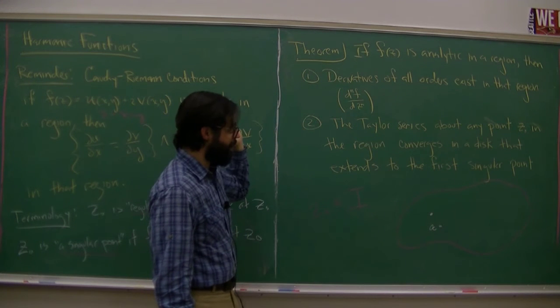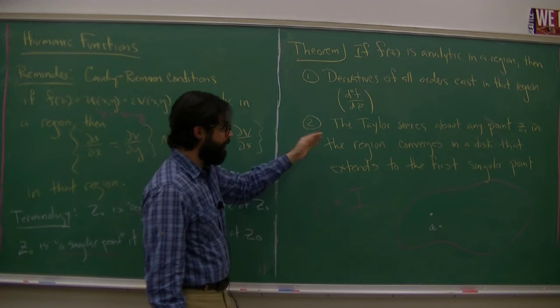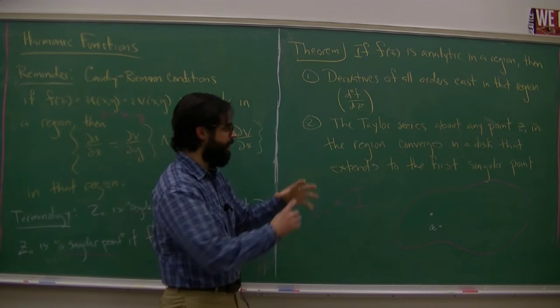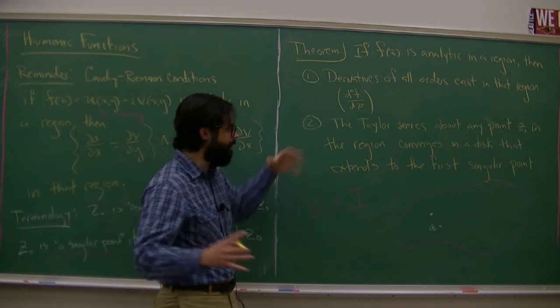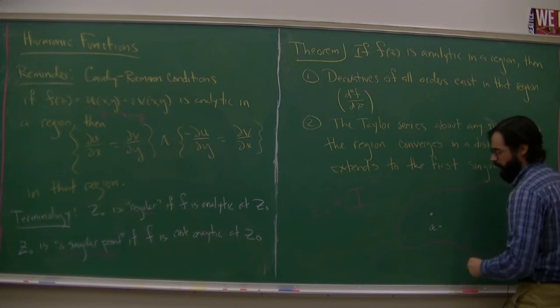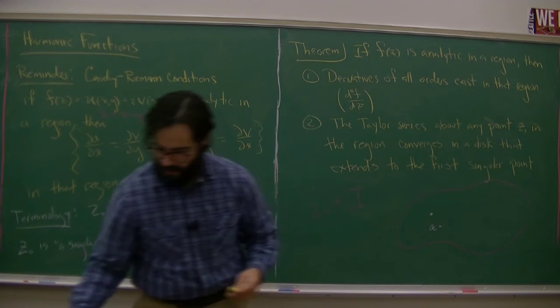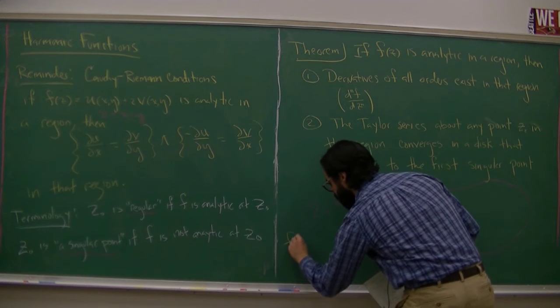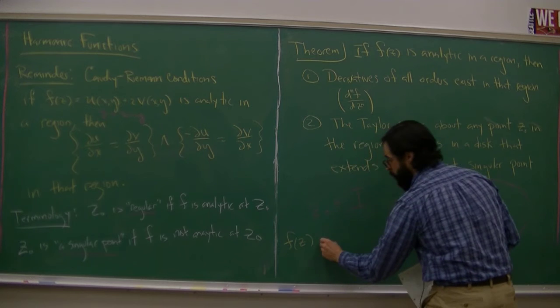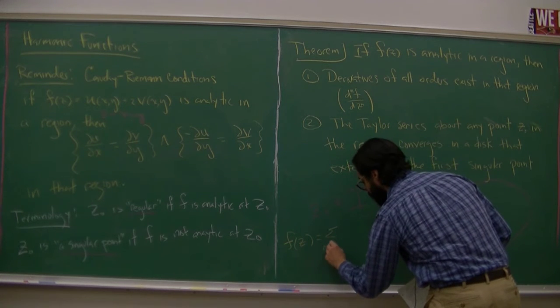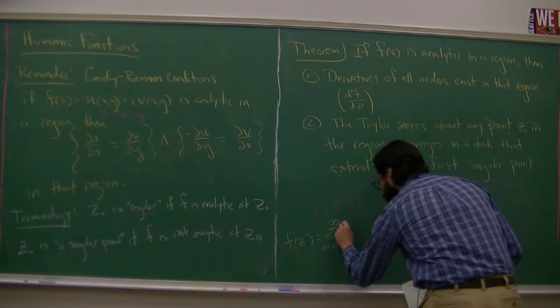So all derivatives exist. And secondly, the Taylor series about this point z0 exists and converges in a disk that extends out to the first singular point. So let me just write it, and I'll keep the same terminology. So the usual Taylor theorem: f of z is equal to the sum as n goes from 0 to infinity of f.